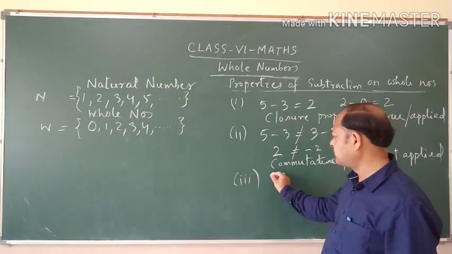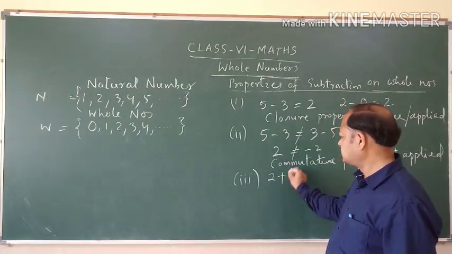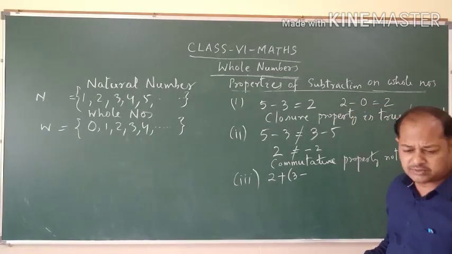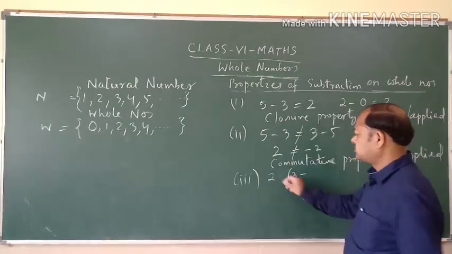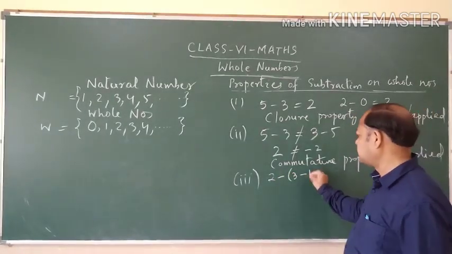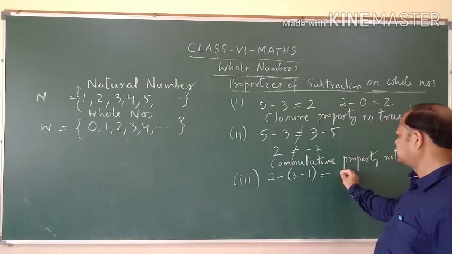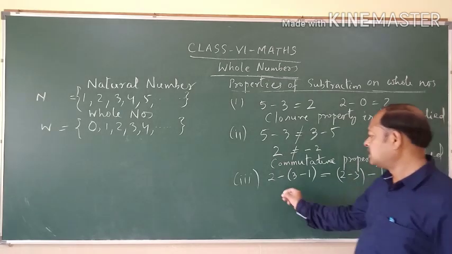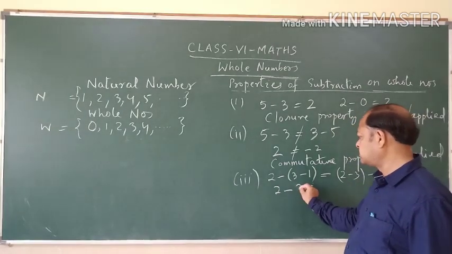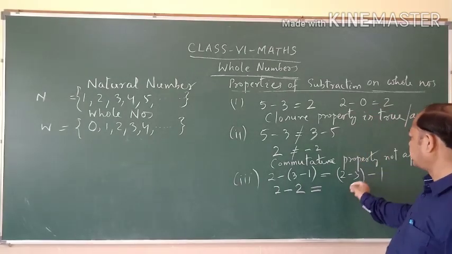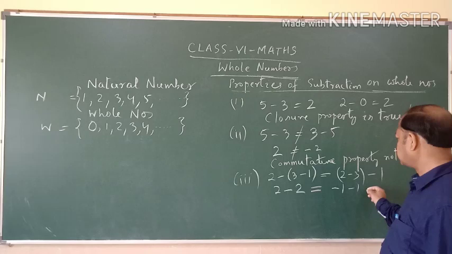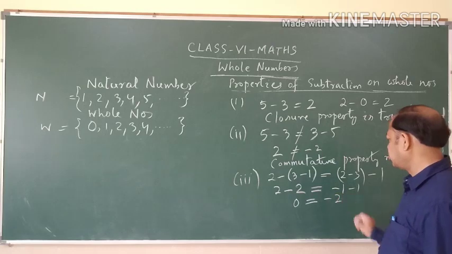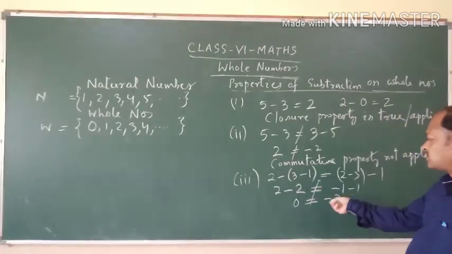So what is associative property? Let's take an example in case of minus. So 2 minus 3 minus 1 equals, so 2 minus 3 inside the bracket, minus 1 outside. Let's see whether it works or not. According to the bracket rule, 2 minus 3 is minus 1, and minus 1, the answer will be minus 2. So this side is minus 2. So this is not applied. So 0 is not equal to minus 2.